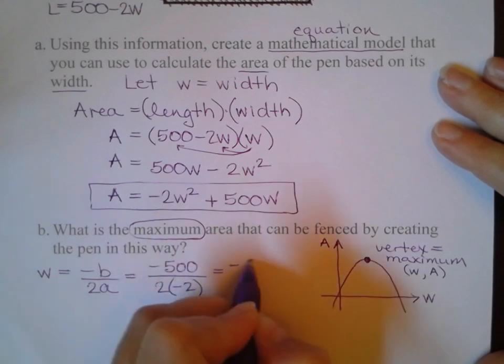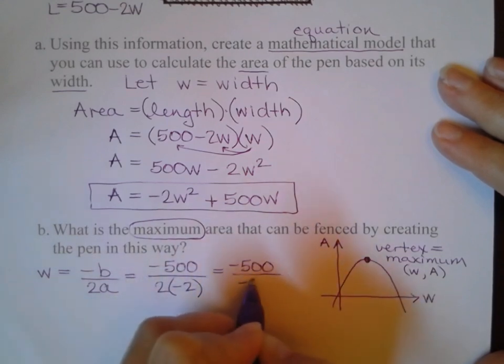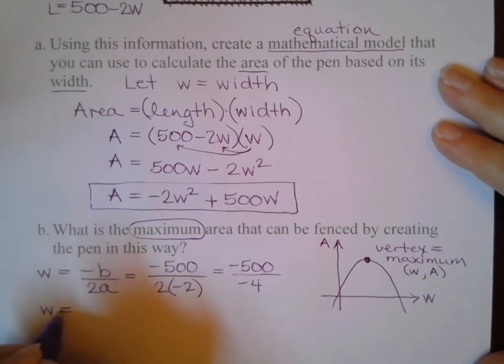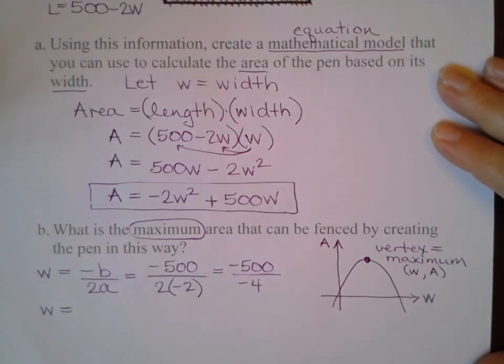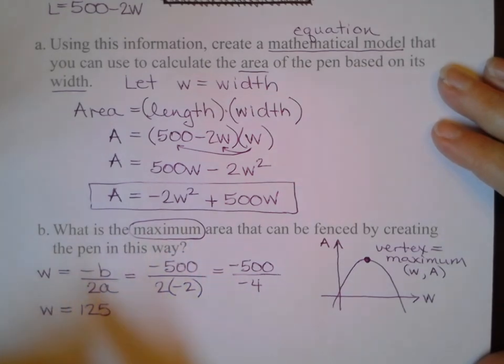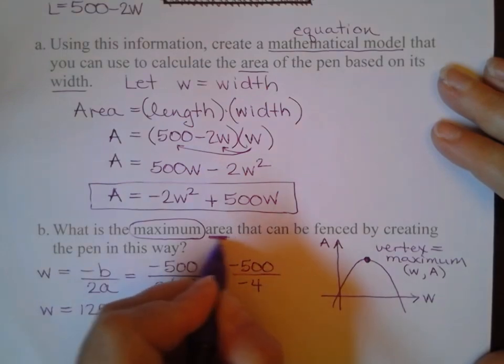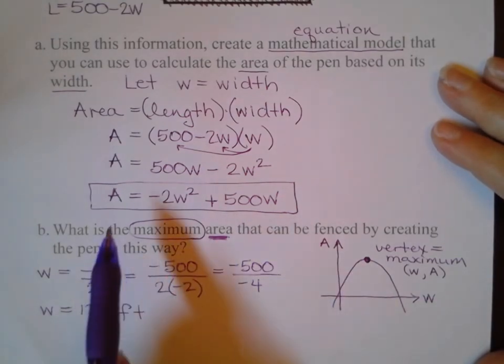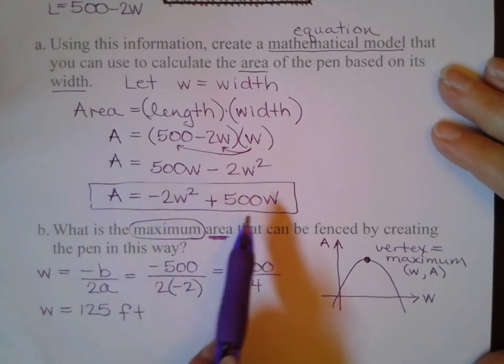Okay, so negative 500 over negative 4. I probably should be able to do that in my head, but I'm going to use my calculator. It gives me 125. And if we go all the way back to the top, the width here is in feet. So if I make the width 125 feet, that's going to give me the biggest area. This question doesn't ask me for the width, though. It asks me for the area. So I'm going to go back to my formula up here in part A and plug in the width.